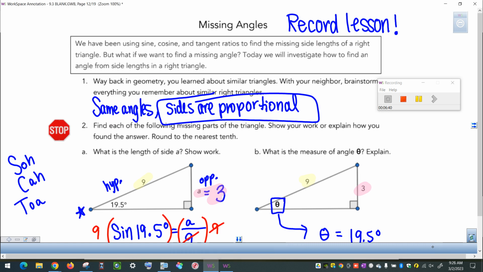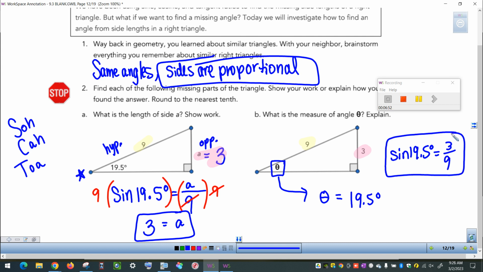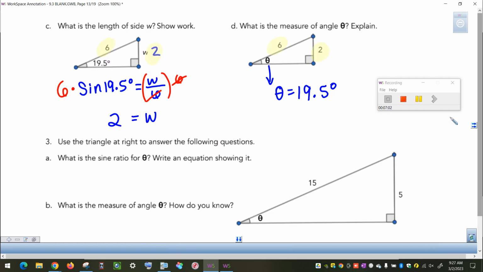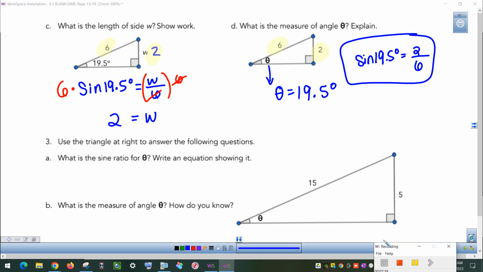So notice that when we did the opposite side over the hypotenuse, up here, we ended up getting 3/9. So that's actually another way that we can write out the sine of that angle, 3/9. Well, 3/9 simplifies down to 1/3. When we take a look down here, and we think about writing out the sine of 19.5 based on these side lengths, we get 2/6. Well, 2/6 also simplifies down to 1/3. So they're simplifying down to be the same ratio.